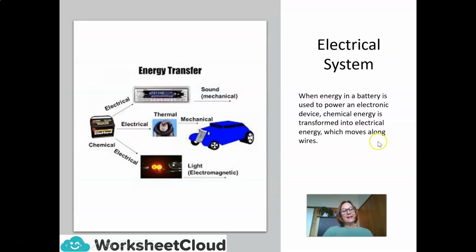So an electrical system is when energy in a battery is used to power an electronic device. Chemical energy from the battery is transformed into electrical energy which moves along wires. It could be in the form of sound, it could be in the form of thermal heat energy, mechanical energy for your car moving, or even light energy.